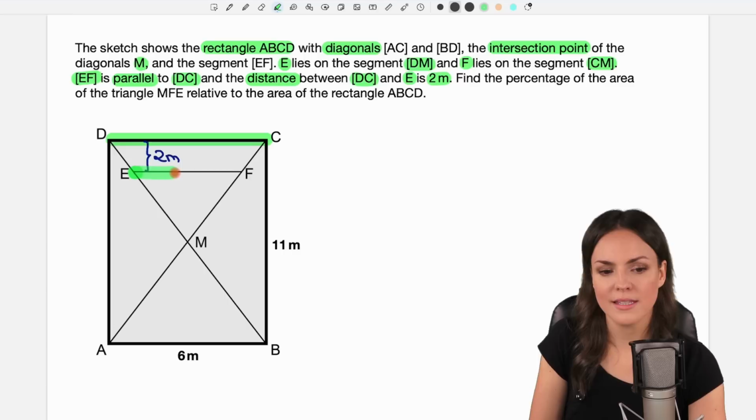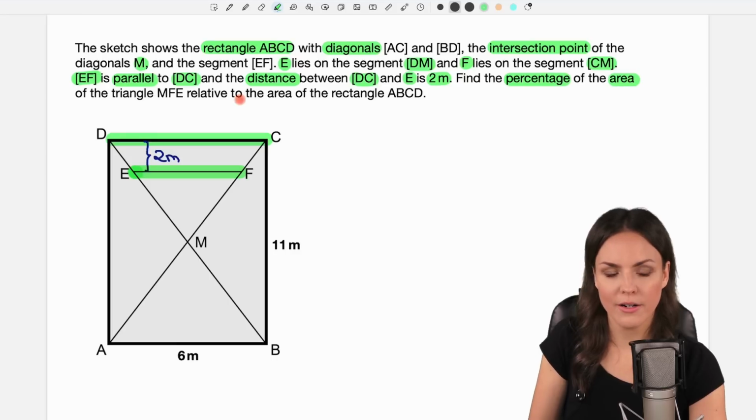And since this segment here is parallel to this segment here, this means that the distance between these two segments is 2 meters. And the question is, find the percentage of the area of the triangle MFE relative to the area of the rectangle ABCD.